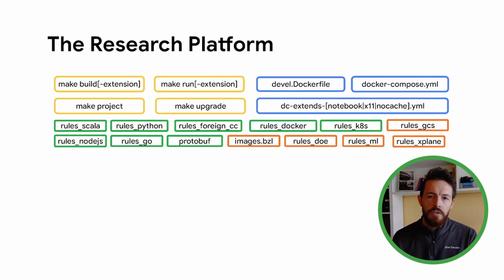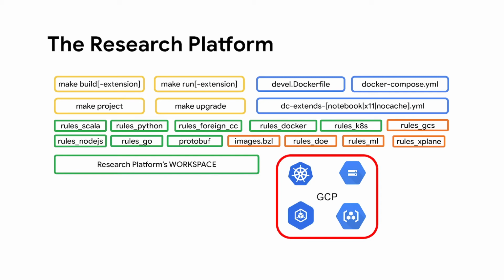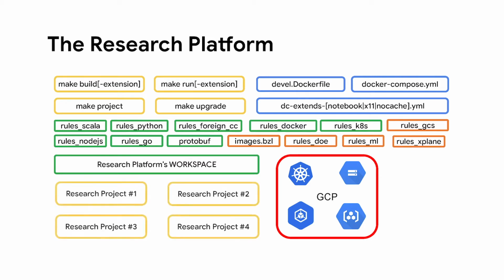In orange, you can see those are some homemade rule sets that we developed to address some specific research use cases. Finally, we integrate all those rules inside of our workspace, and we already have several research projects that are working on top of this research platform. And one of the biggest advantages of this setup is that it allows our researchers to directly scale their experimentation on the Google Cloud Platform using Bazel.